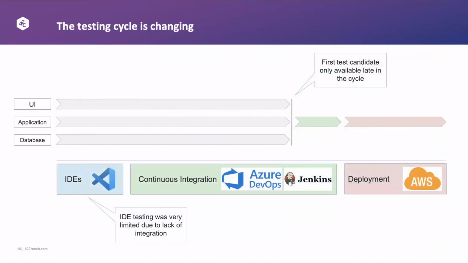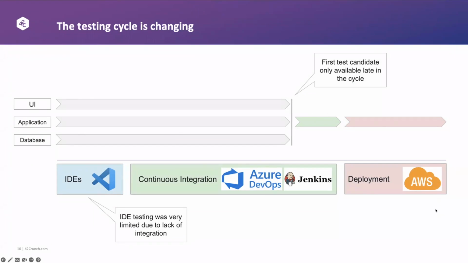What I'm trying to present on that timeline is the fact that in the old days, we used to build a UI, an application, and a database. We kind of build them on parallel lines, and we'd integrate everything quite near the end of the build cycle and then push that out to production.